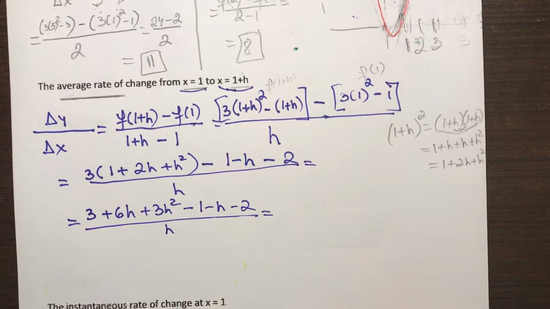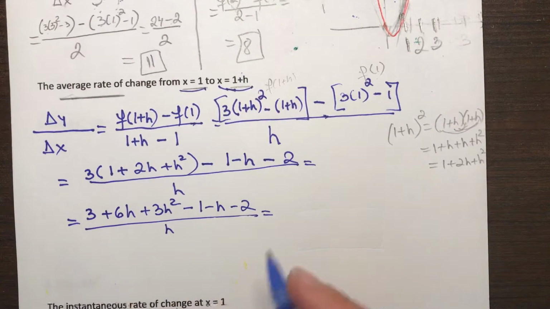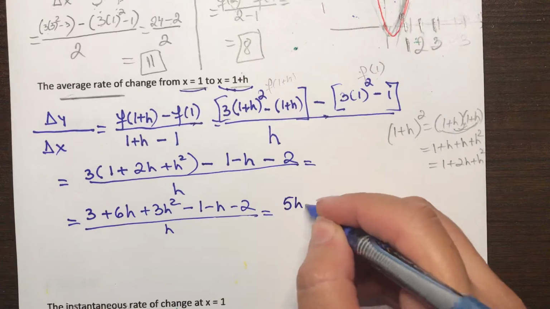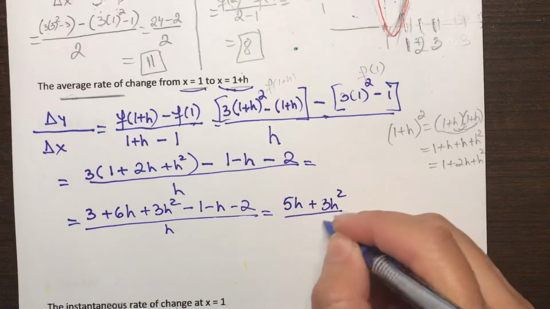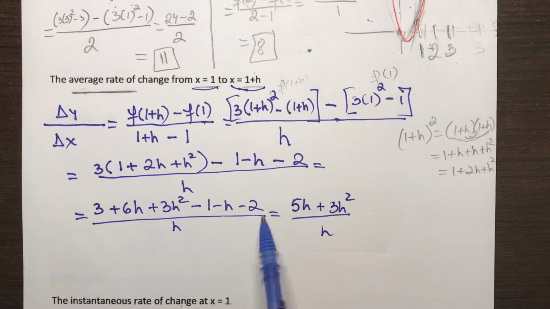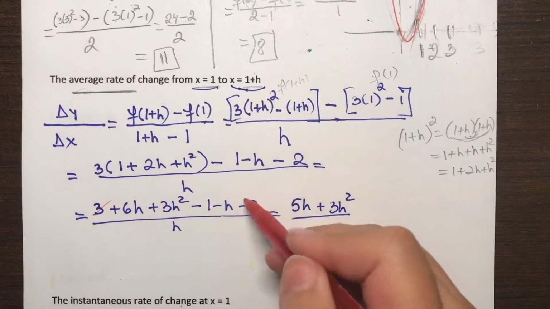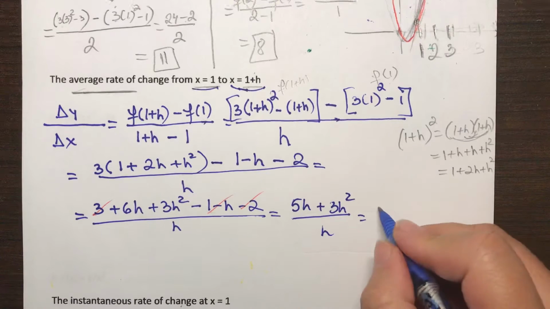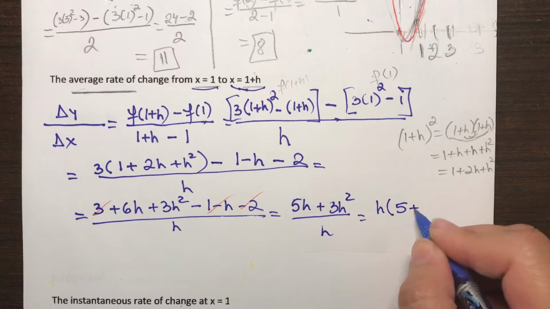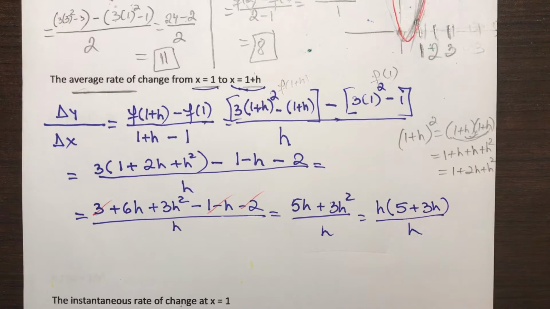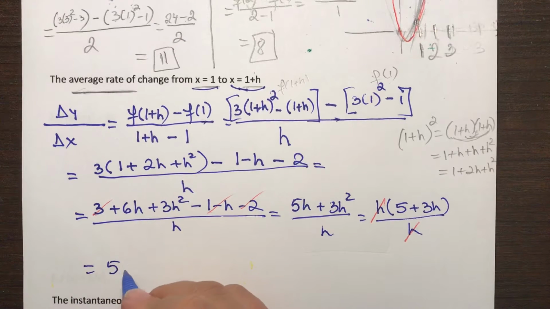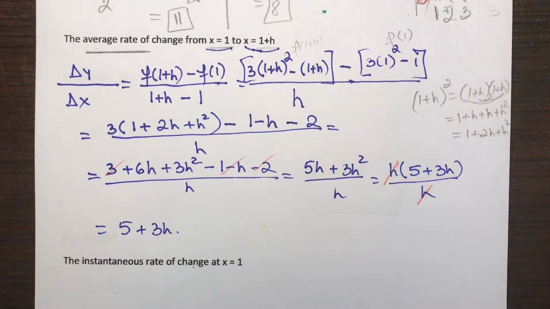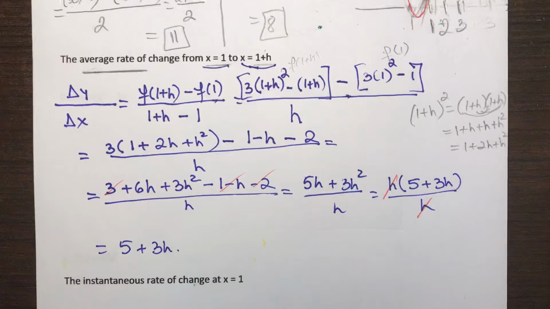Distributing a negative, that's another common mistake. So combining like terms, this is what I'm going to get. I'm going to get a 5h plus 3h squared all over h. Okay, why? Because 3 minus 1 minus 2, that goes away. Okay, can we simplify this any further? Sure enough, look at that. There's an h greatest common factor at the top. That now gets reduced with this h at the bottom. Okay, so this is the average rate of change from 1 to any 1 plus a random h.